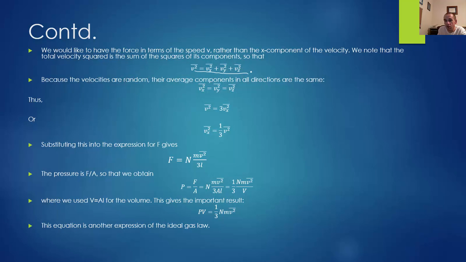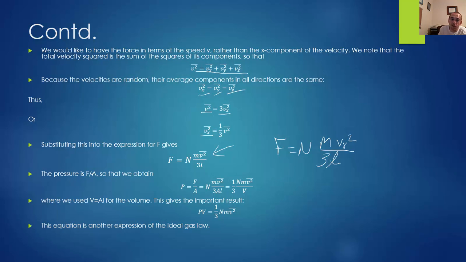But these gas particles are all moving in random directions, so it's a safe assumption to say they're all moving with essentially the same speed no matter what. So we're going to say Vx squared equals Vy squared equals Vz squared. Add those all up, and we get the velocity squared is equal to 3 times the velocity in x squared. Then, if we solve this for Vx squared, we have Vx squared equals 1/3 the velocity squared. We're going to sub that back into our previous equation, which said F equals N times mvx squared over L. Now we replaced Vx with just V, and so we have 1/3 over L.